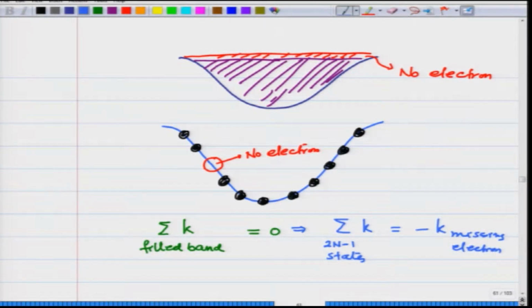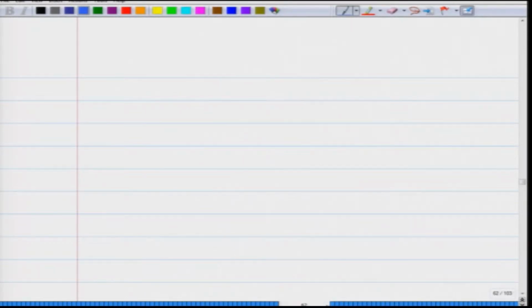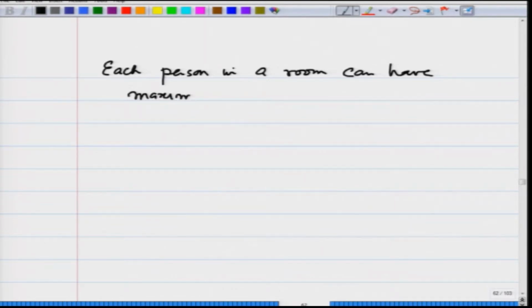So, if I know the k of the missing electron, I know precisely what the other electrons are doing. That is because the sum is always the same. Let me just give you an example. Suppose each person in a room can have a maximum of 100 rupees. Maximum possible is 100 rupees. And then I ask people, how many rupees do you have? Somebody says, let us say 92, somebody says 97, somebody says 84, and so on.